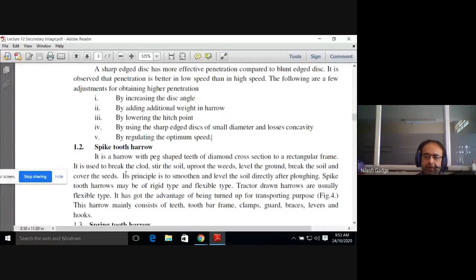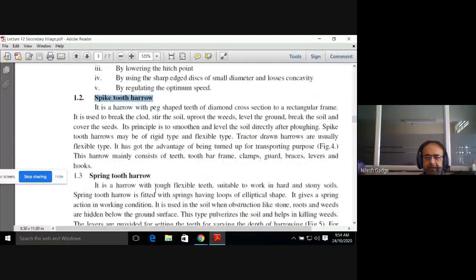The functions are the same, only their design is different. According to the design, it is used in guard or braces, levers, hooks, or spike tooth. There is the spike tooth harrow, we'll see the figures of that. Then this is the spring tooth harrow. These are different types of the harrow.